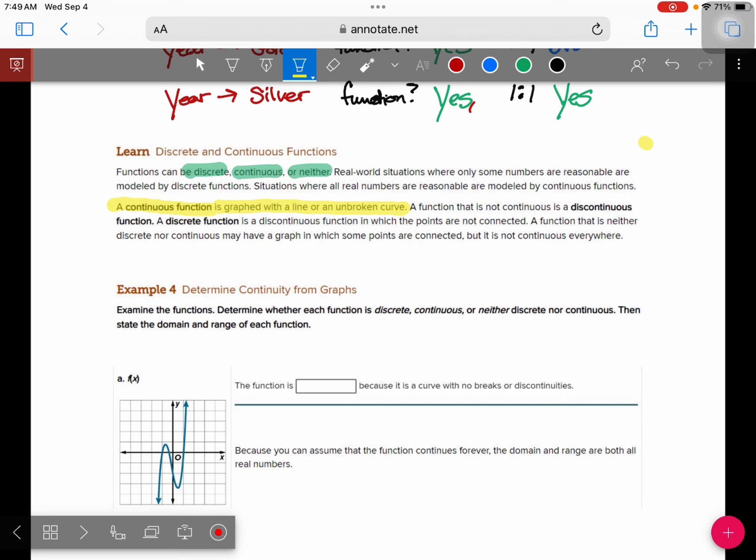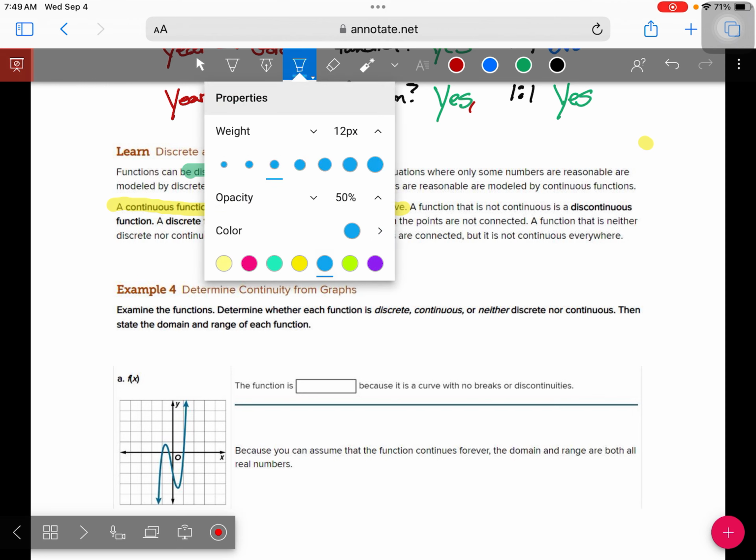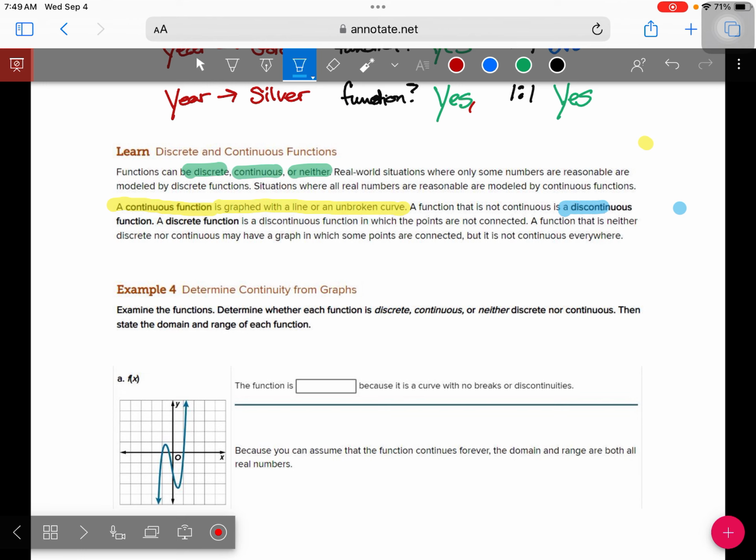Okay? It just goes on forever. A function that is not continuous is called discontinuous. Okay? And it's going to have possibly like a little hole in it. Like this. This would be discontinuous. It's got a hole in it. Okay? It's like a breach. A discrete function is a discontinuous function in which the points are not connected.